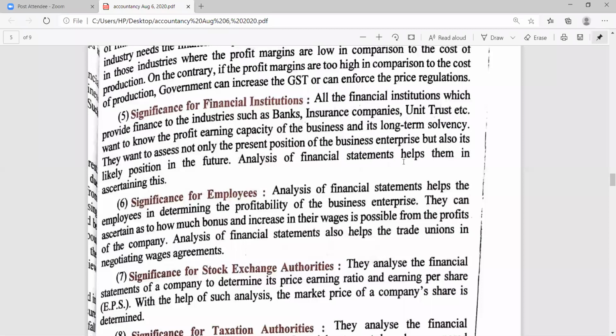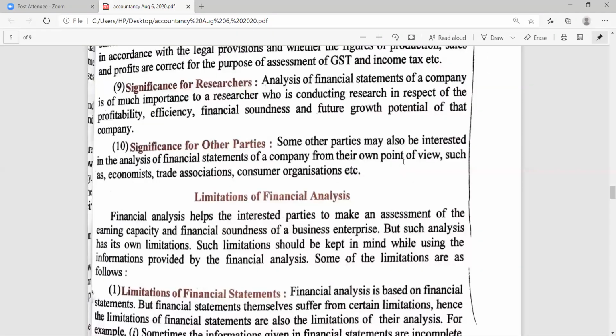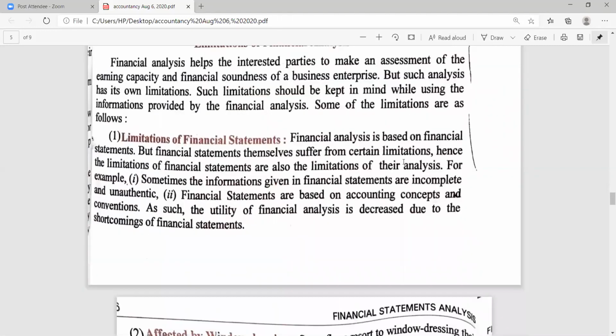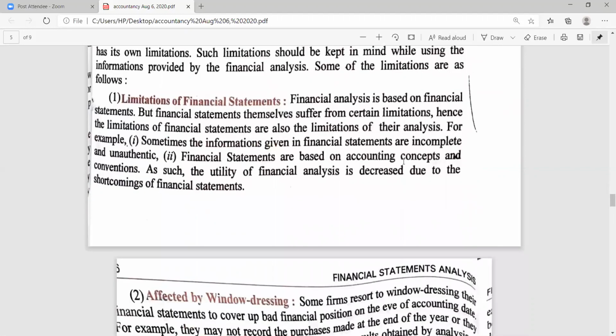It also has a dark side. Financial analysis provides us so much significance as well as advantages. On the other side, it has some limitations. The limitations are those of the financial statements, as the analysis is based on the financial statements. And only if the financial statements are correct can the analysis be made correct.